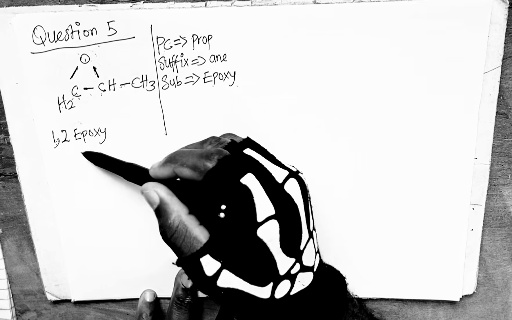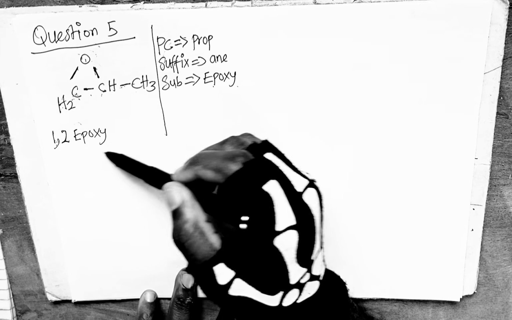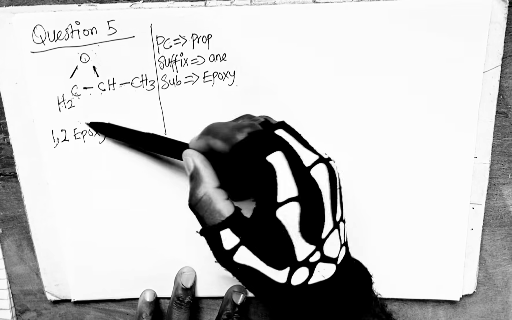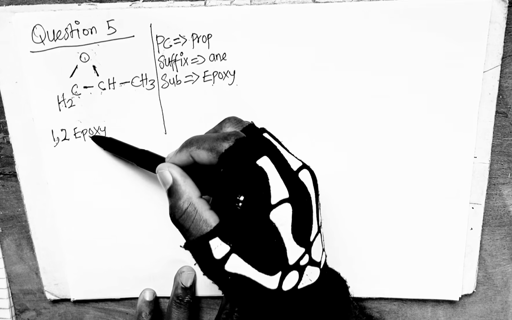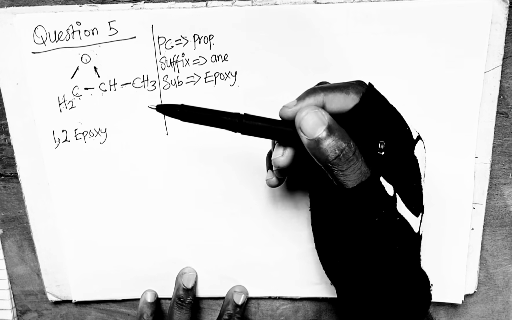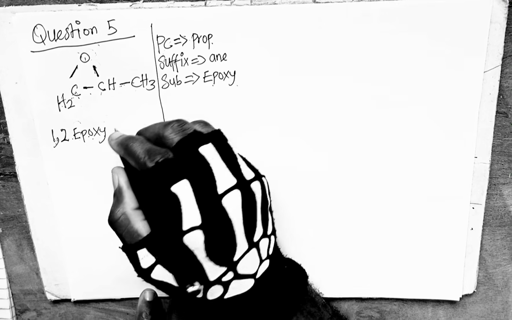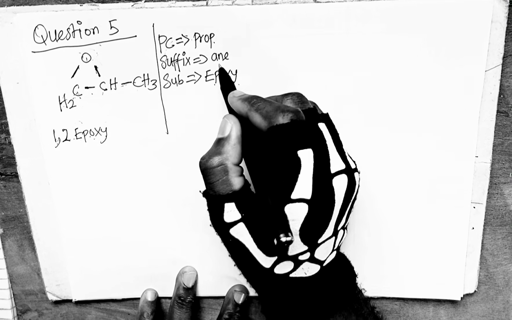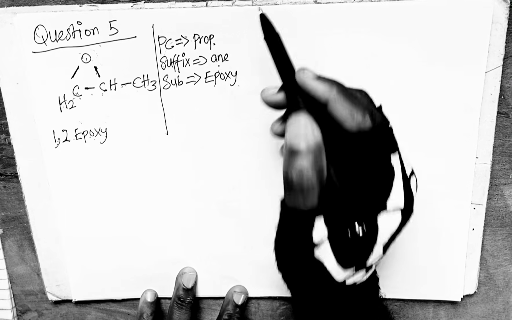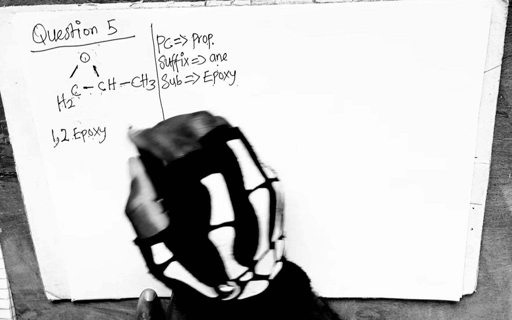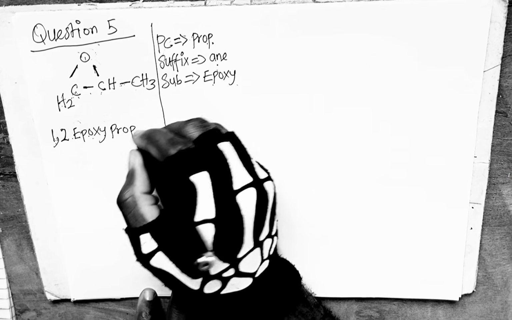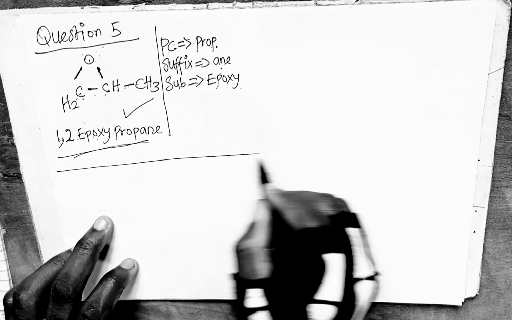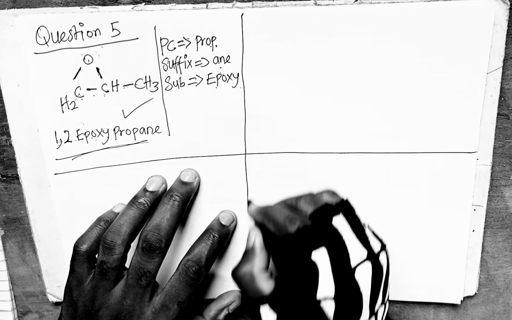Because this epoxy is not serving as a prefix, we are going to compare it with prop. Propane and epoxy, P and E, which one comes first? It's E, so that's why you have epoxy first. If it was propane, propane would come first. So 1,2-epoxy. What was the suffix, the ending? The ending is ane, and the parent chain is prop. So what we are going to have here is propane. So 1,2-epoxypropane is the name of this compound we have here. Let's move on to question 6.